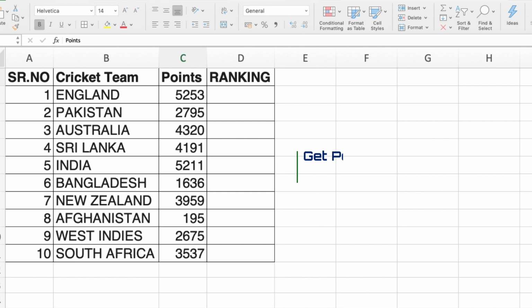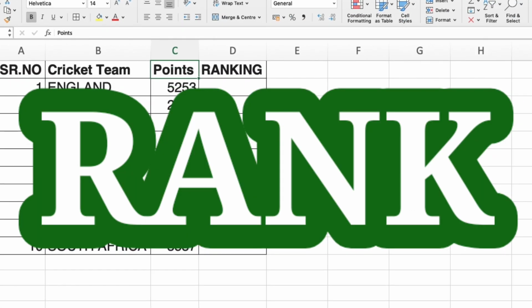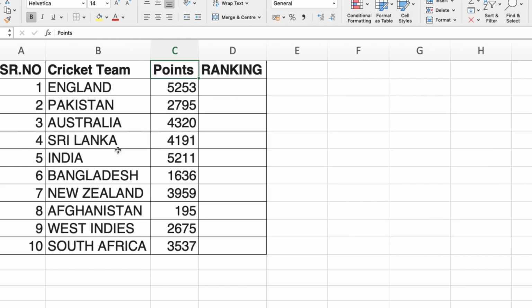So in today's video we are going to learn about the formula called rank. This can be used to rank specific people, specific students or employees who are good at their work. So if you want to rank anyone depending on some parameters, you can do that using this formula.